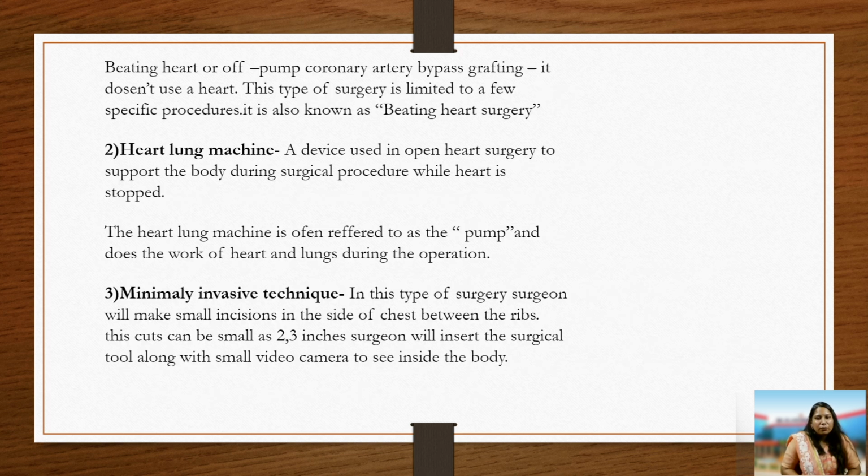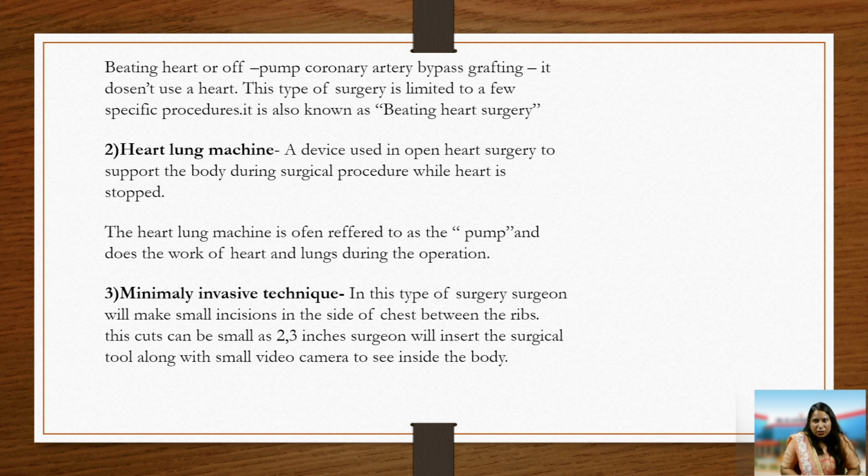Beating heart or off pump coronary artery bypass grafting doesn't use a heart lung machine. This type of surgery is limited to a few specific procedures. It is also known as beating heart surgery. The next one is the heart lung machine. It is a device used in open heart surgery to support the body during the surgical procedure while the heart is stopped. The heart lung machine is often referred to as the pump and does the work of the heart and lungs during the operation.